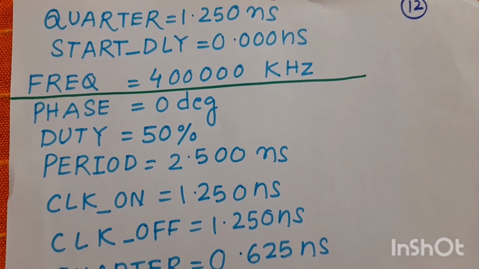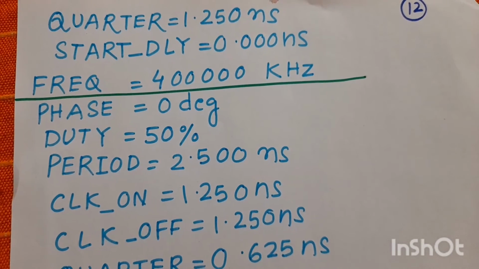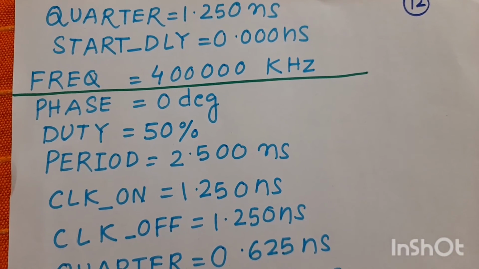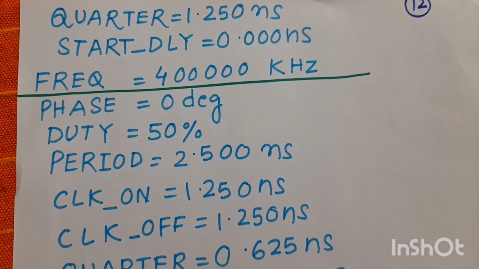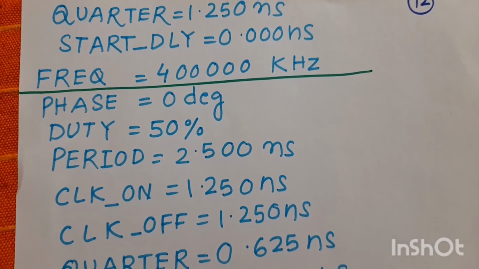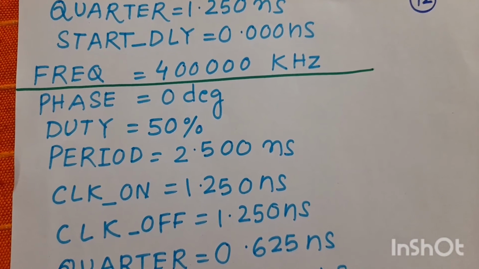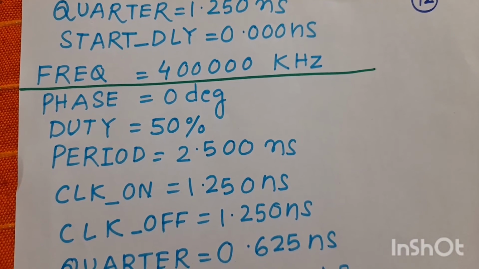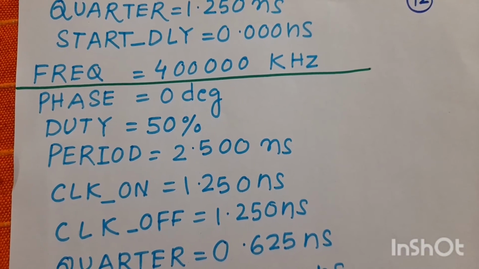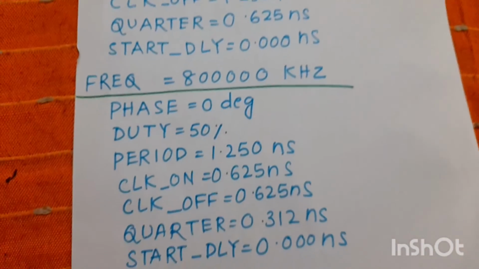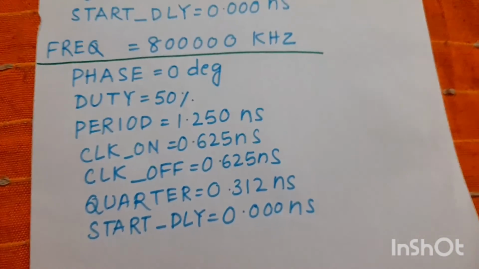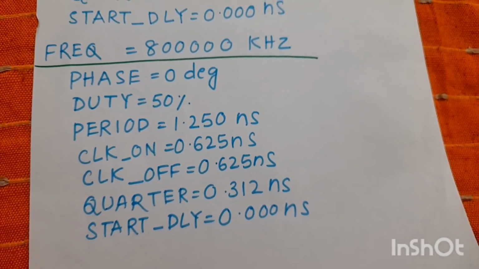Whenever we are instantiating different clock gen modules with different values of parameters, every time we are calling the initial begin end statement inside that clock gen, and we are displaying all the values of parameters: clock period, clock on period, clock off period, quarter and start delay. So this is how, when the FREC is 8 lakh, then also we are displaying the values.